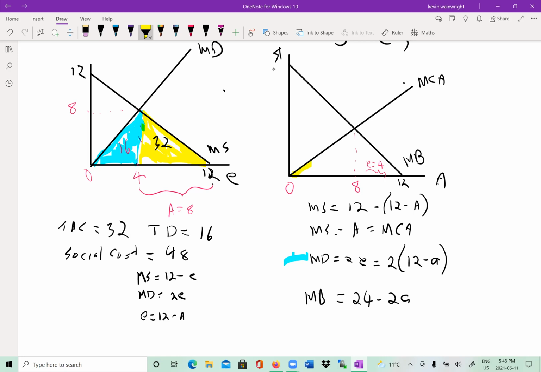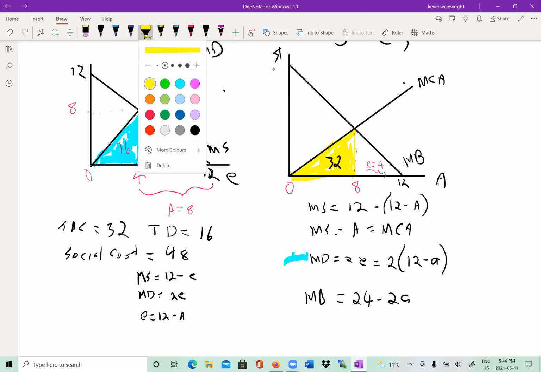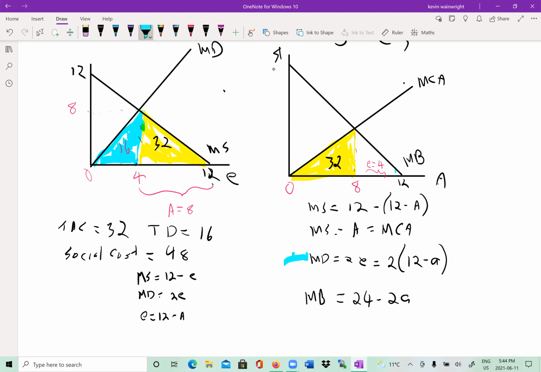And we can go to the second graph. And if we want to know the total abatement costs, 32. And we did not get rid of all the emissions, so we have 16 is the triangle associated with emissions of 4. So damages are 16, okay?